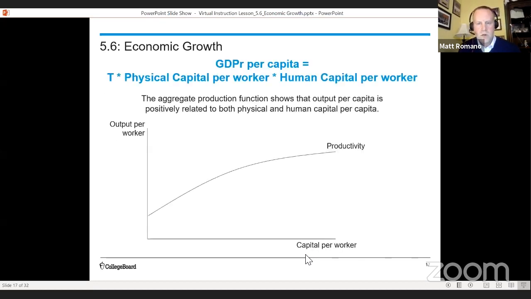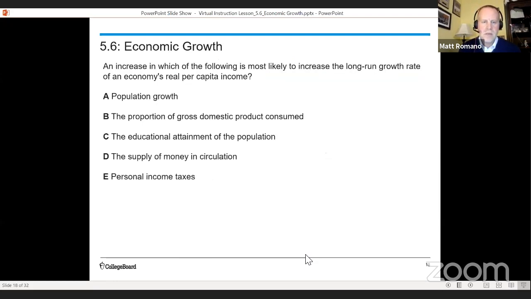Go back over here to your production function. If human capital were to rise, that's going to lead to an increase in real GDP per capita. C's got to be your correct answer. So again, this is just one way that we can use the aggregate production function in the context of AP Macro and the way questions are going to be asked in AP Macro. All right.